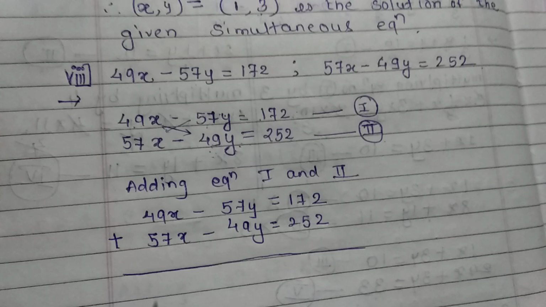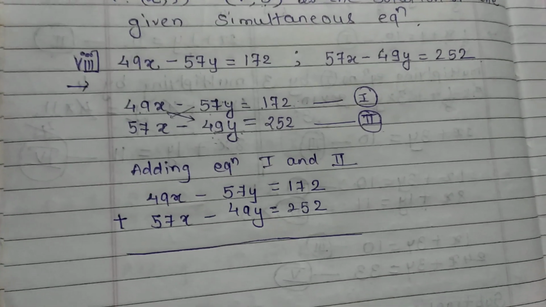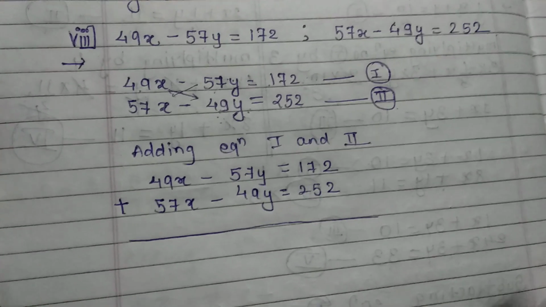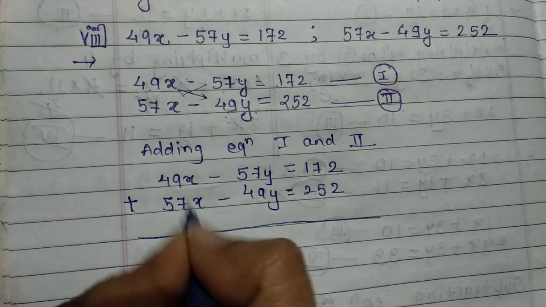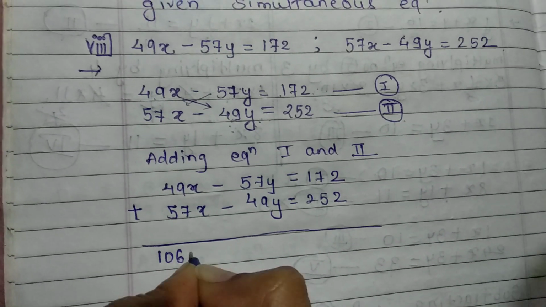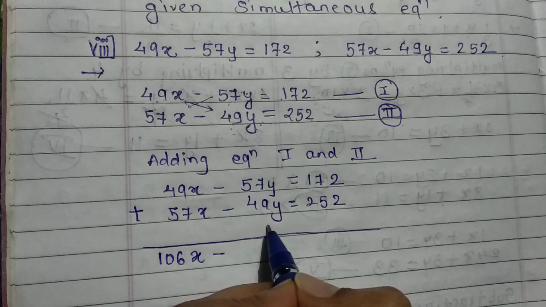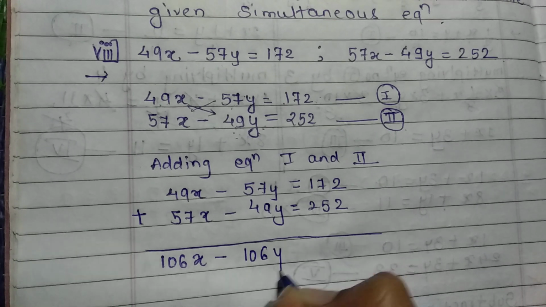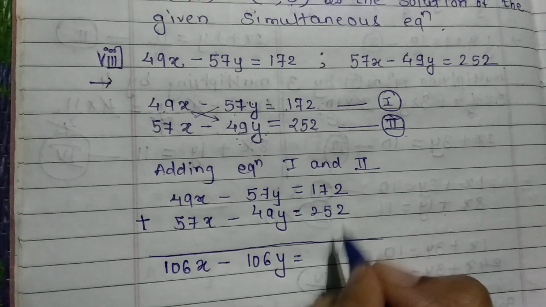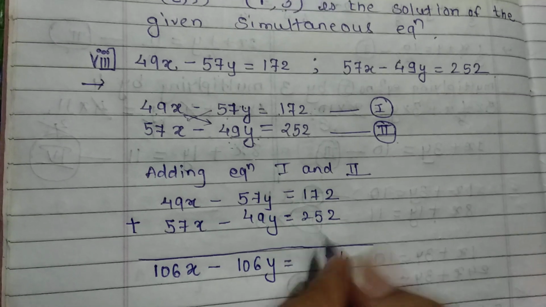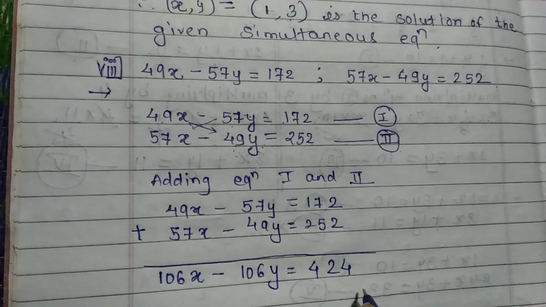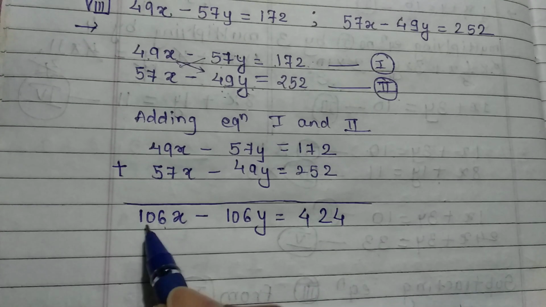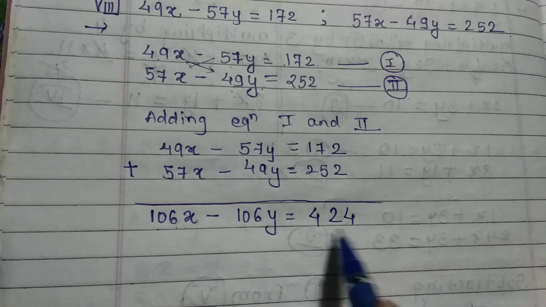So adding. What is the addition of this? 49 plus 57. I am going to do it on the rough page. That is 9 and 7 is 16, carry 1, 4 and 5 is 9, plus 1 is 10. So it is 106x minus, again 57 plus 49, the cross, so it is again the same 106, 106y equals, here 2 plus 2 is 4, 5 plus 7 is 12, carry 1, 1 plus 1 plus 2 is 4, so it is 424. So always keep in mind, we are getting the answer 106x minus 106y equals 424.